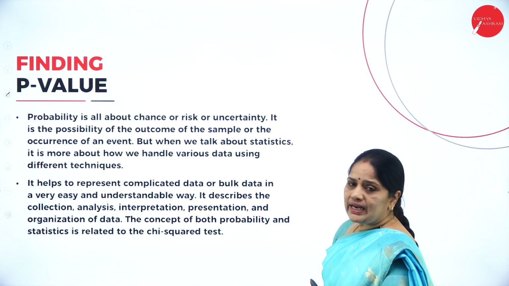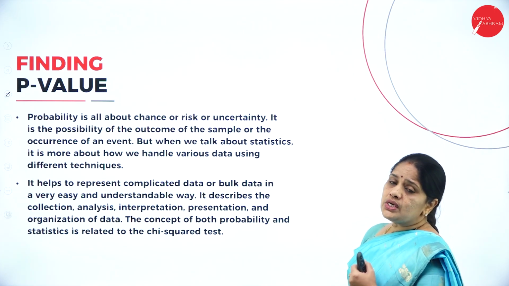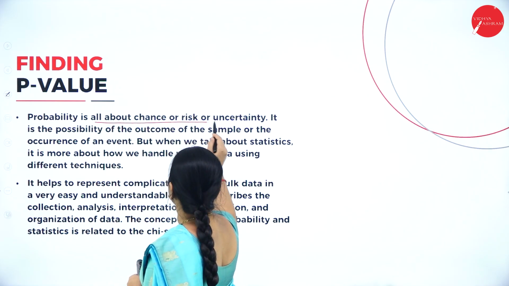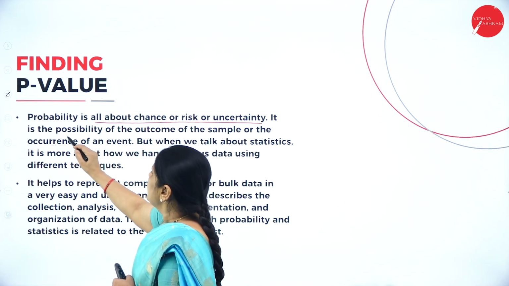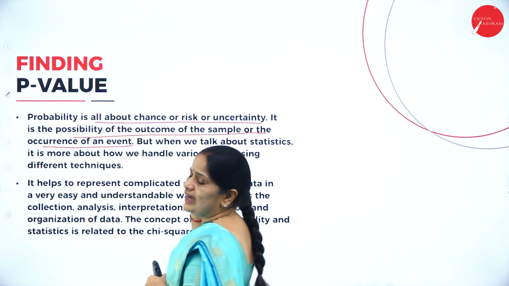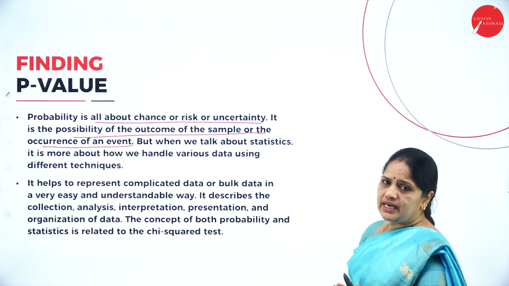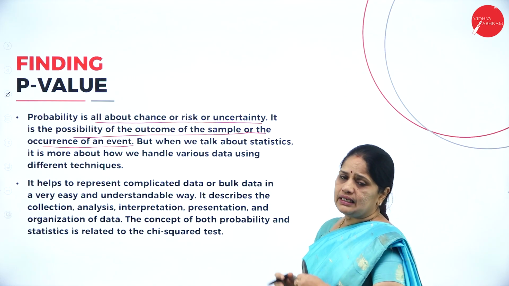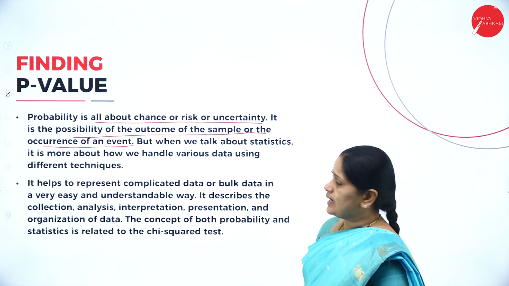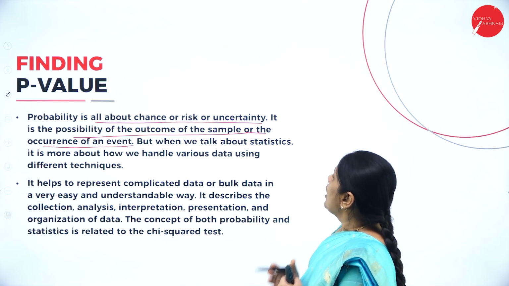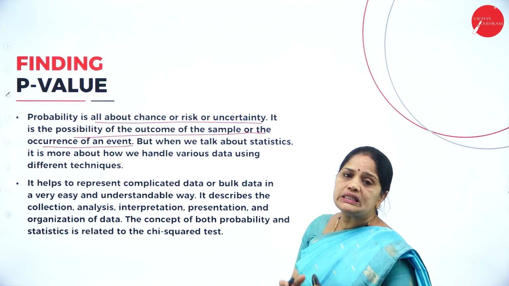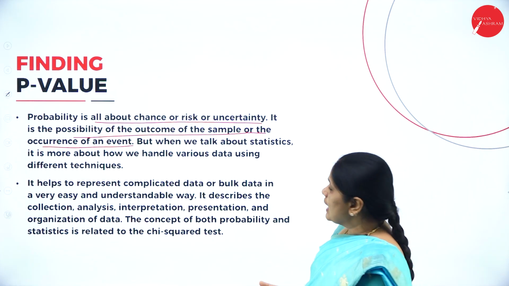Then the next one is finding the p-value. So, how do we find the p-value? The probability is all about chance or risk or uncertainty. It is the possibility of the outcome of the sample or the occurrence of an event. So, probability is uncertainty. It does not tell us surely that such and such an event will take place.